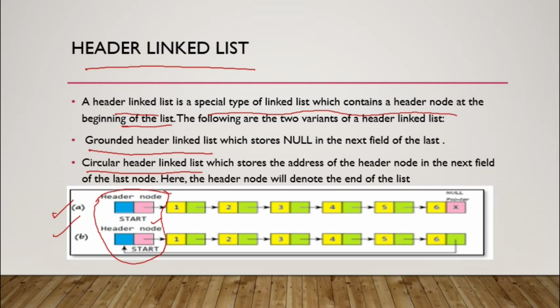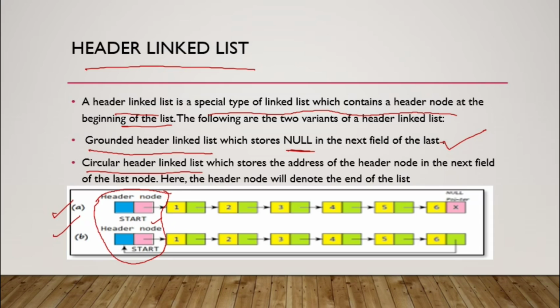One is grounded header linked list. This grounded header linked list stores null in the next field of the last pointer. So we know that students, here 6 is last, so it will store the null pointer at the last. That is about the grounded header linked list.